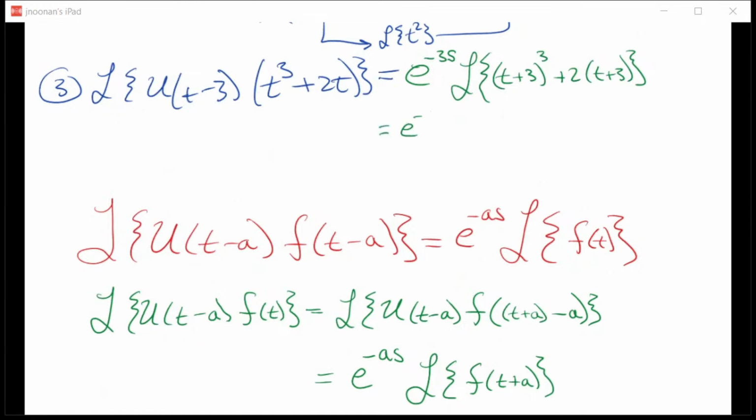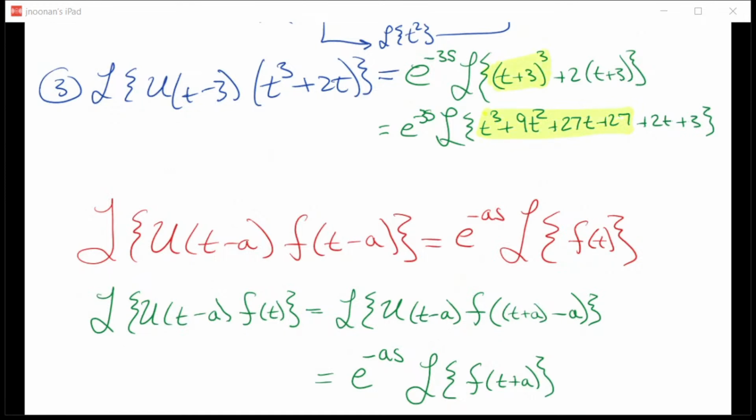So this is going to be e to the negative 3s times the Laplace transform of t cubed plus 9t squared plus 27t plus 27 plus 2t plus 3. Yeah, I think I got it all. So you might wonder, where did this stuff come from? It's because I happen to know how to cube a binomial. That's where this came from, is cubing this binomial right here.